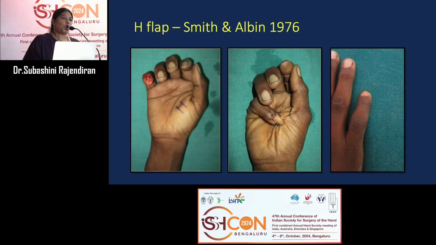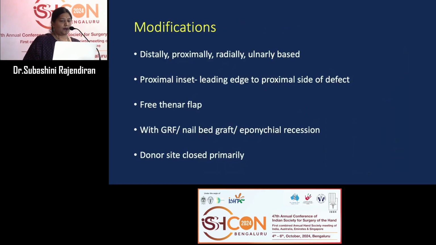This flap will not tolerate bending of the flap. Folding of the thenar flap is not advisable. And once we insert the flap, it is preferable to remove the tourniquet and check for viability. Sometimes a single stitch can be tight and cause a decrease in blood flow to the flap.